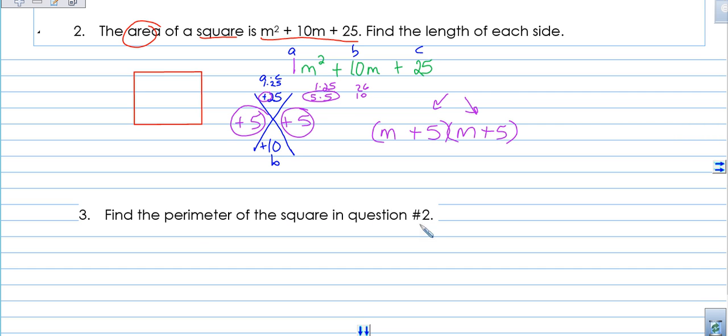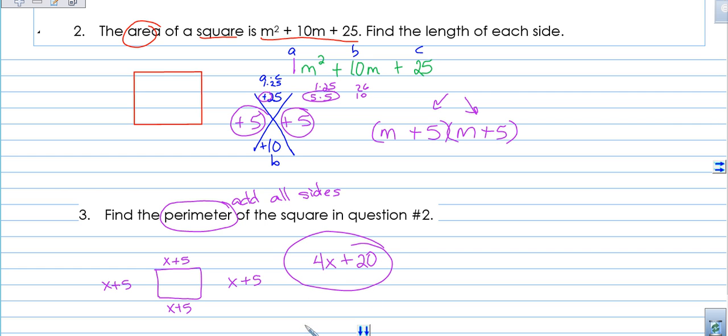Okay, so it says find the perimeter of the square in question 2. Well, perimeter means we add all sides. Well, we have a square, so that means we have x plus 5, x plus 5, x plus 5, and x plus 5 around this square. So if we add them all up, how many x's do we have? We have 4 x's, and we have 4 5's. Well, 4 times 5 is 20. So this becomes our perimeter.